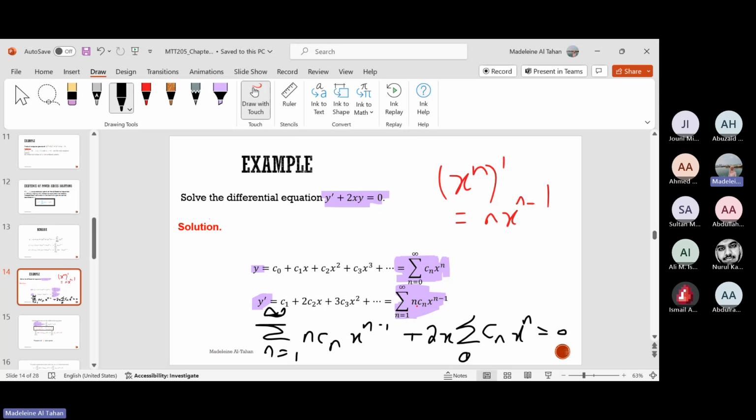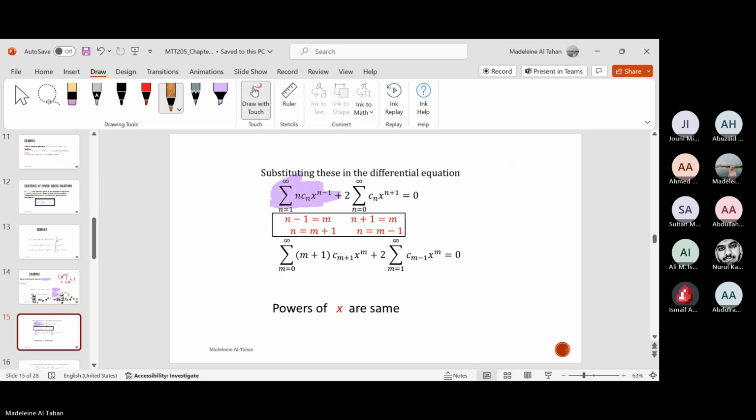This step, are we okay with it, Miss? Yes. Okay. Miss, everything that is outside, including the constant, should be inside. So we need to put this 2x inside. What will we get, Miss? Sigma 0 to infinity, 2 is inside, 2 times Cn, and x times x^n, it will be what, Miss? x^(n+1). I thought it's 2x. Okay.